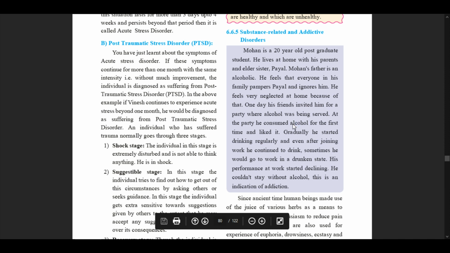Such awareness is positive and will help many people. So we had learned about anxiety disorders, depressive disorders, and the two types of anxiety disorders. We had also studied bipolar disorders and the two types of stress disorders, ASD and PTSD, acute stress disorder and post-traumatic stress disorder, in our previous lecture. And we move forward with our next subunit, 6.6.5, substance related and addictive disorders.